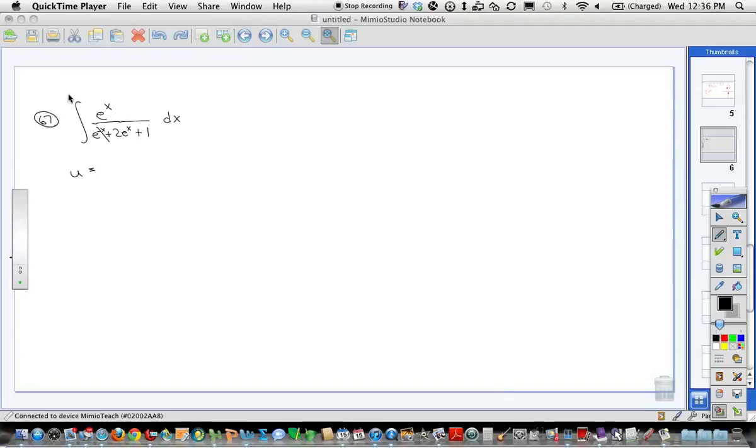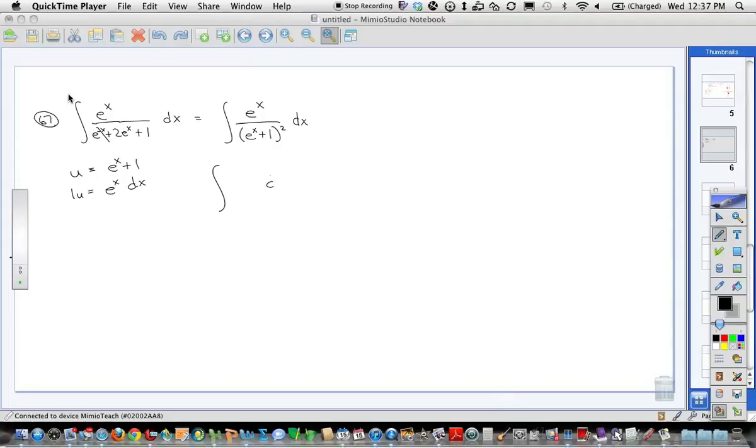The bottom on this one is the same as e to the x plus 1 squared. Because it's FOIL. If you FOILed that out, you have e to the x times e to the x, which is e to the 2x, plus outers and inners would be 2e to the x, plus 1. And when you do that, then it's pretty easy. You'd let u equal e to the x plus 1, and then you get e to the x dx, which is that top part.